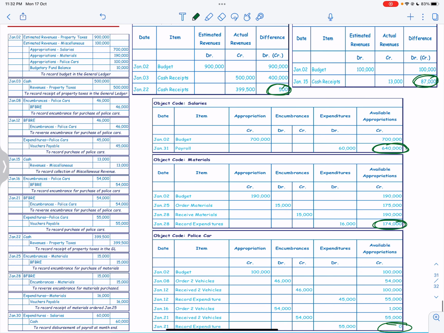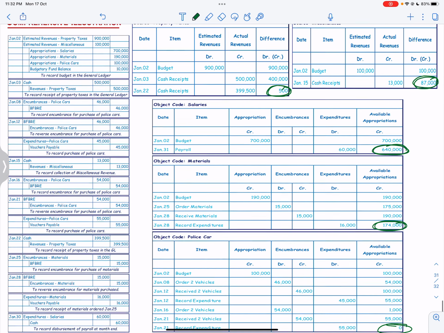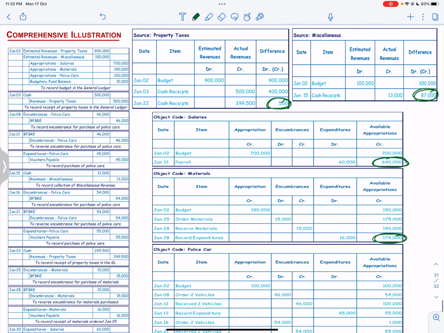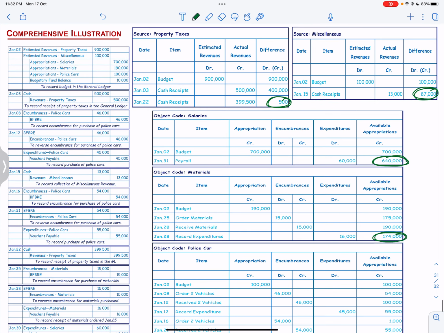And in the next video, we are going to solve exercises on budgetary accounting more comprehensively. But I believe that you may be having a good idea about how budgetary accounting is done, how we prepare the journal, what is appropriation, what is encumbrance, and how we close these entries. And I hope you have enjoyed this presentation.